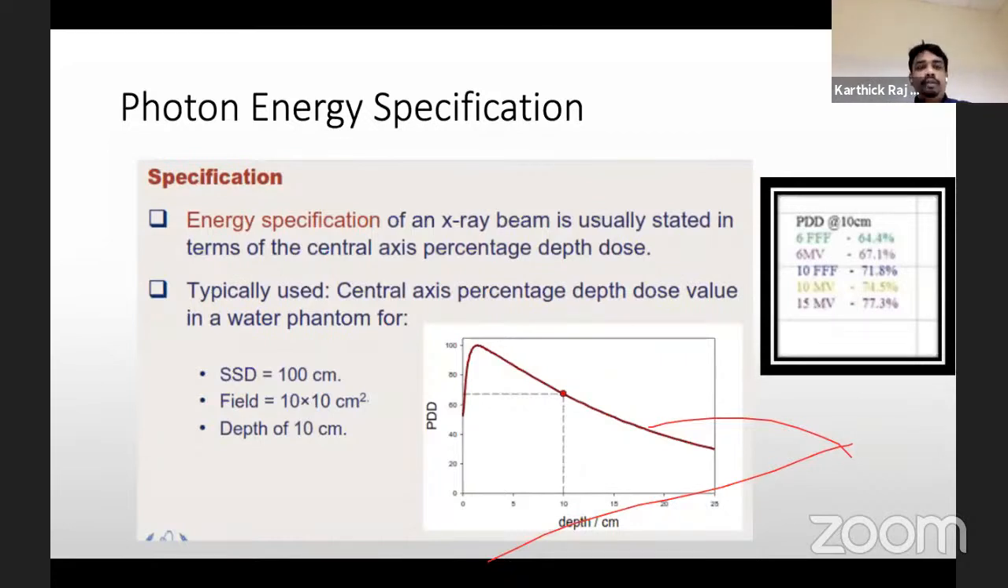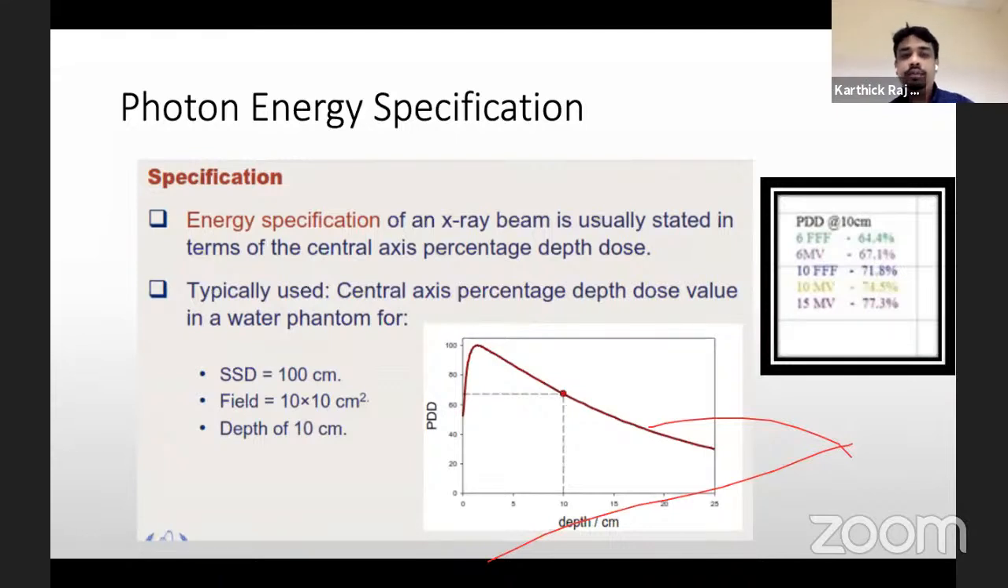We talk about 6 MeV. 6 MeV in India and 6 MeV in the US has to be the same. So we fix some criteria so that when you accept the machine, you do a PDD and check, okay, for a 10 centimeter depth, I did a PDD. For a 6 MeV beam, I got 67%. The competent authority has kept a tolerance.